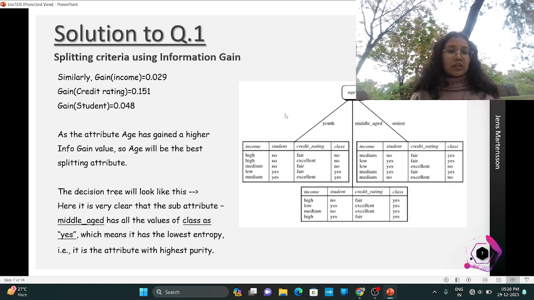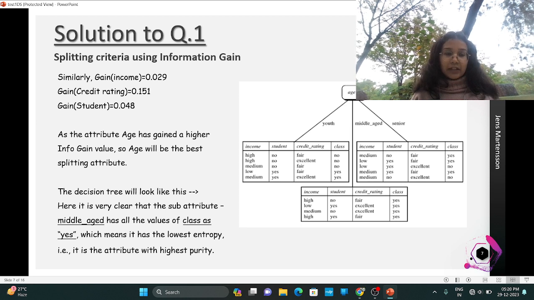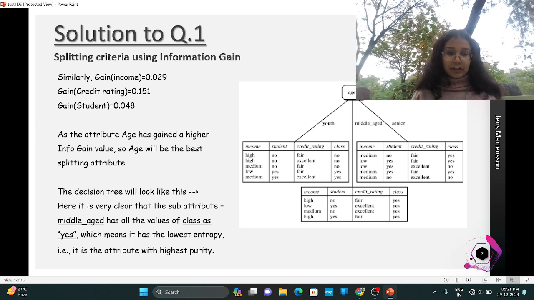Splitting criteria using information gain. Similarly, gain income equals 0.029, gain credit rating equals 0.151, and gain student equals 0.048. As the attribute age has the highest information gain value, age will be the best splitting attribute.